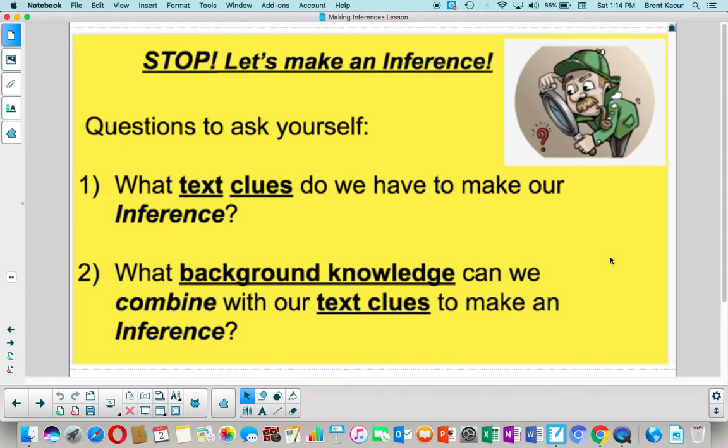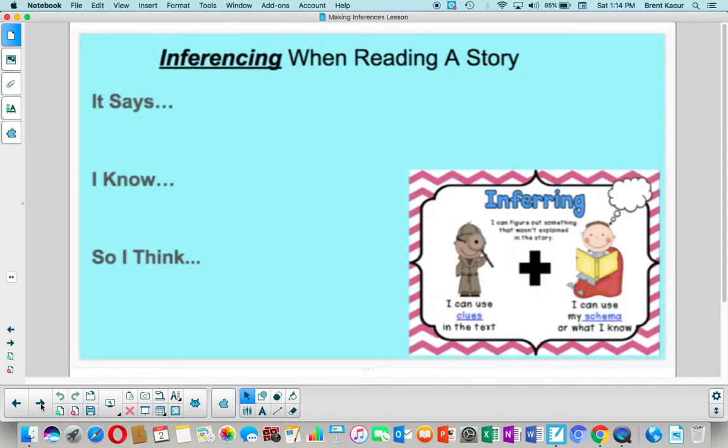So make sure when you make an inference as a good reader that you're using the context clues provided to you by the author and that you're using your own background knowledge to draw a logical, sequential prediction or conclusion of what your character will do in the future of the story. Then you can answer these three questions.